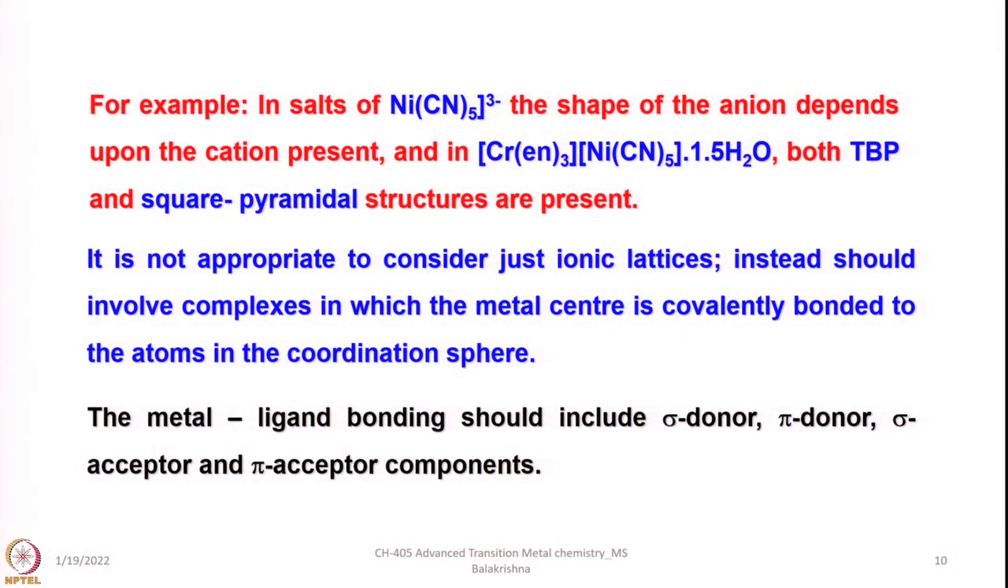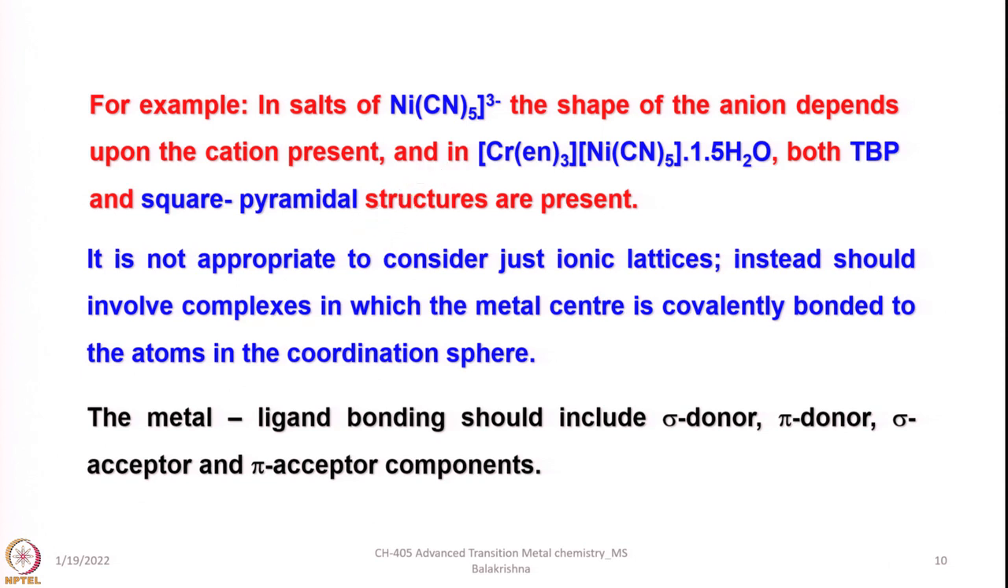If you consider the pentacyanonickelate anion, where nickel is in plus 2 state, the shape of the anion depends upon the cation present. So, when the coordination number is 5 in this case, you can anticipate trigonal bipyramidal geometry, or it can also have square pyramidal geometry. However, the geometry adopted by this anion depends on the type of cation we have with it. Similarly, in the case of tris(ethylenediamine)chromium as the counter cation, chromium is in plus 3 state, and nickel is in plus 2 state, it is a trianion. So, this particular combination of cation and anion can exhibit both TBP as well as square pyramidal geometries.